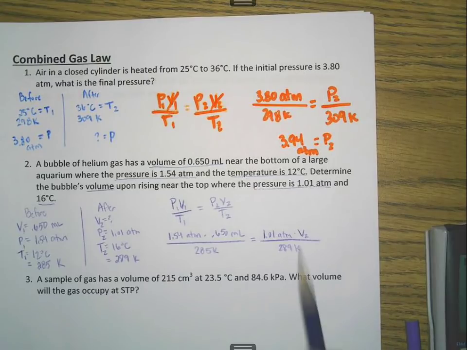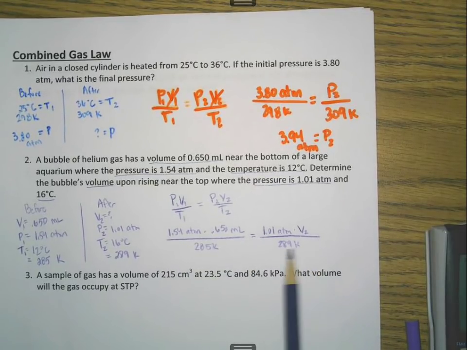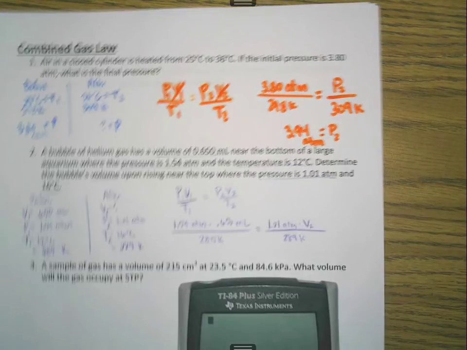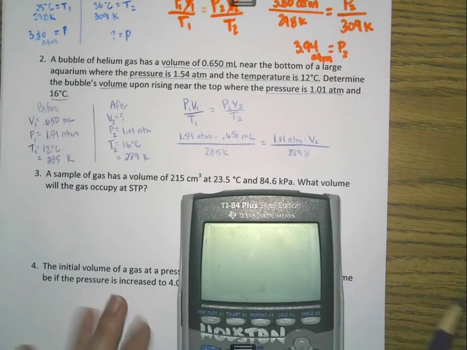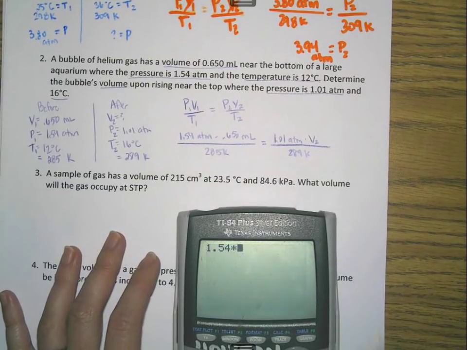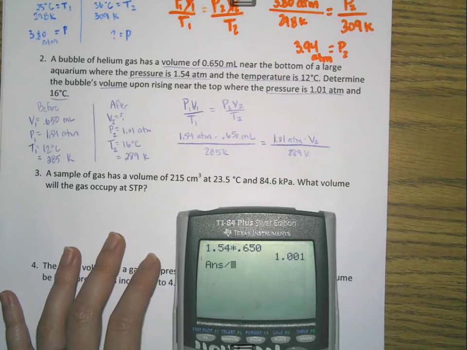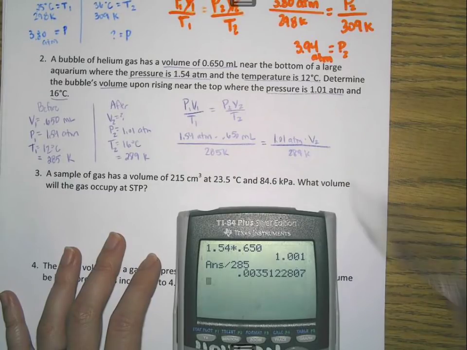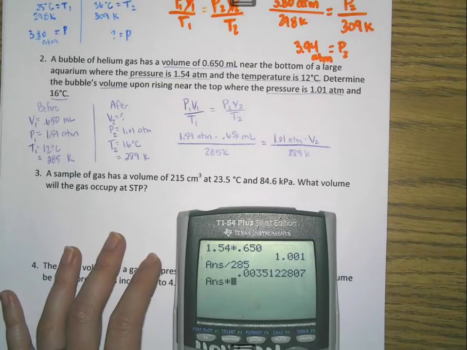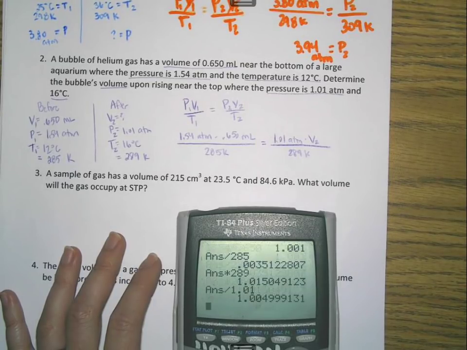I have a lot of students that need to break this down, quite frankly, and need to be very careful with the math as far as how you're solving things. Me personally, I'm going to go ahead and simplify and do 1.54 times 0.650, divide that by 285. So this whole side is now equal to that number. I need to multiply that by 289 and divide it by 1.01.